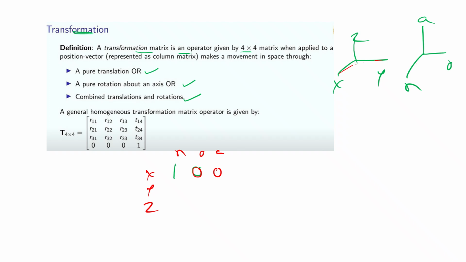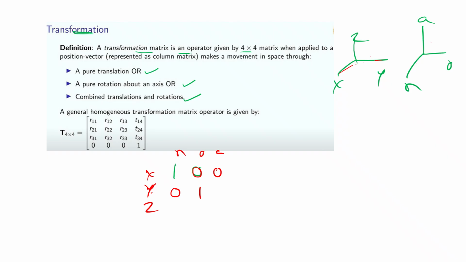So if you are comparing n with y, they are 90 degrees to each other. So cos 90 is 0. Then you are comparing O with y. So O and y are parallel to each other, 0. So cos 0 is 1. Okay. And next one is we are comparing A with Y.